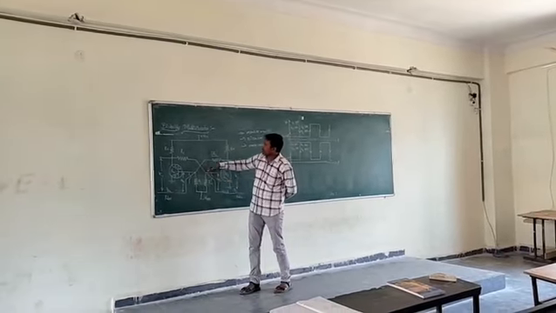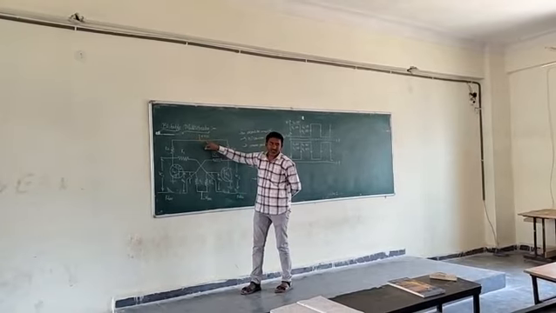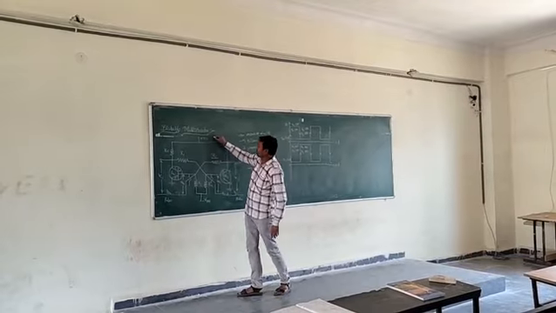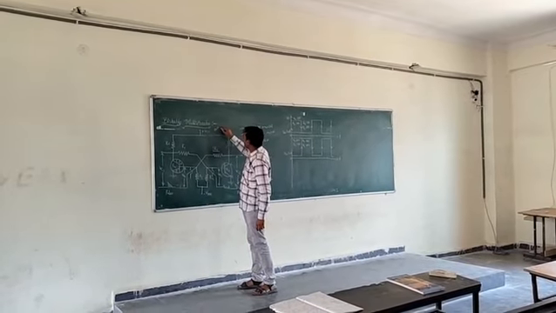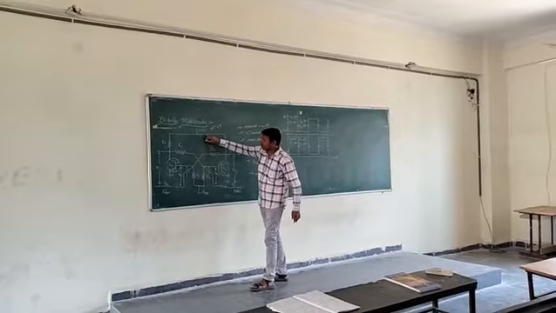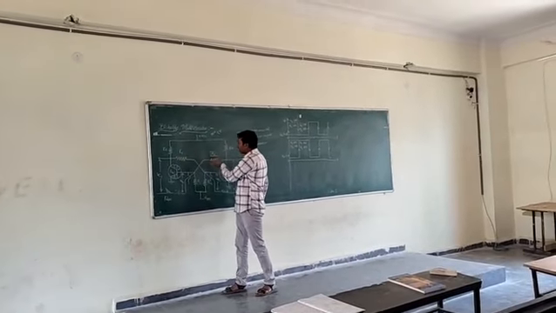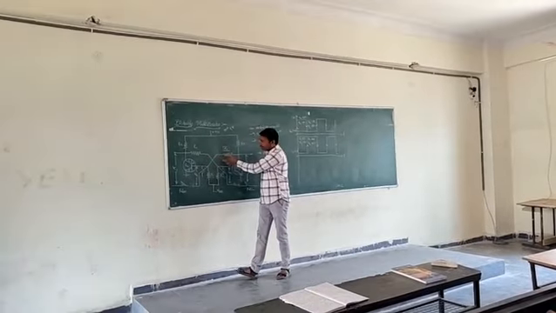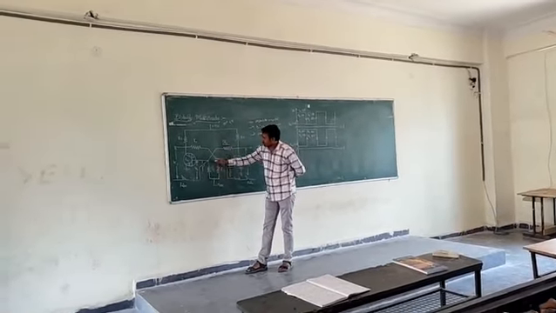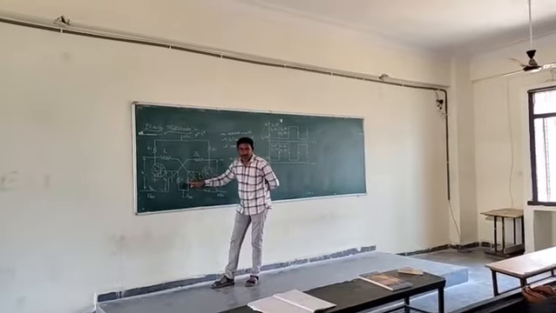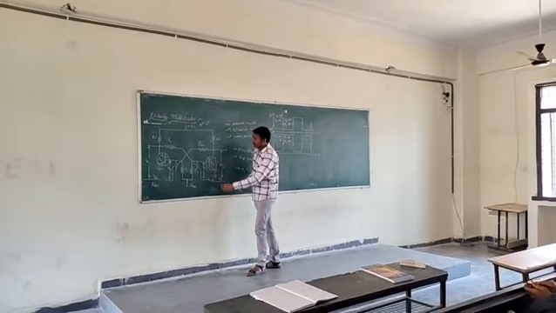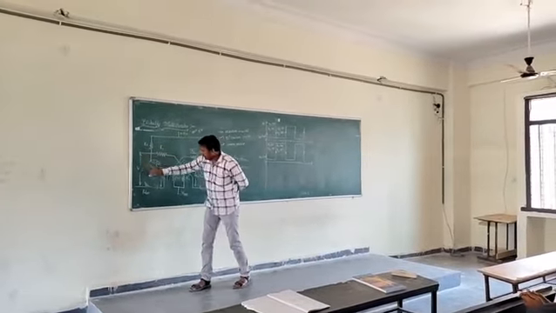Here VCC is applied. VCC is nothing but a fixed voltage of 12 volts or 5 volts, the power supply. Then minus VBB is a battery. Here we have two resistors, R1 and R2, using VB1, VC1 and VC2.